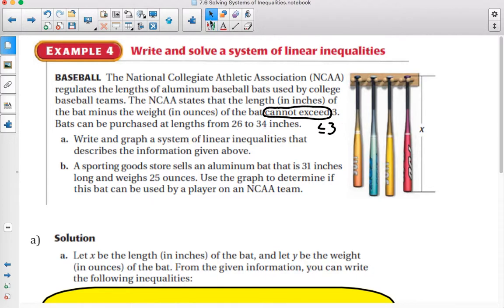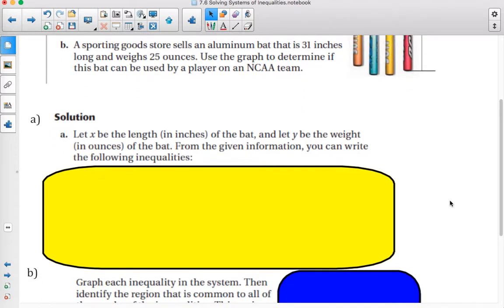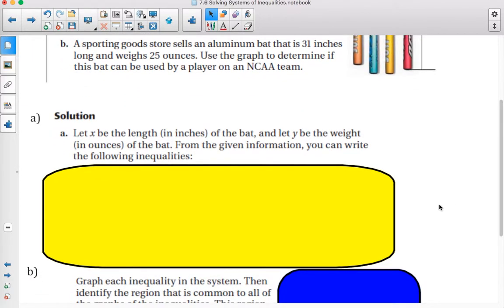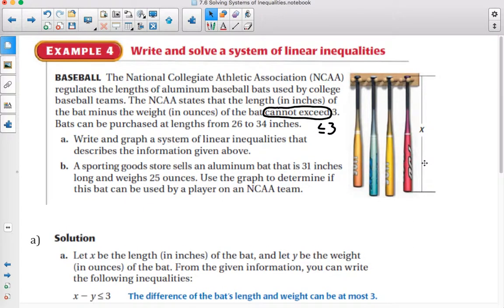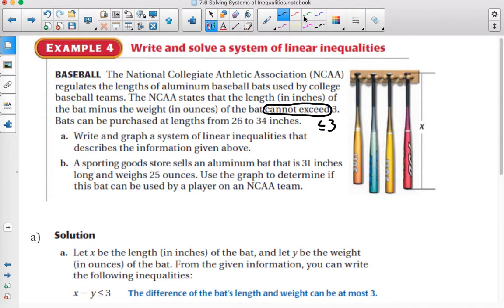Our first job is to write and then eventually graph a system of linear inequalities that describes the information given below. So they give us some hints. This is on the very last page of your notes. You don't have to write all this out. Just follow along. Let x be the length in inches of the bat and y be the weight. Those are the two things that we are measuring. From the given information, we know two things. We actually know, they told us, if I translate this statement right here, I'm going to underline it in red.